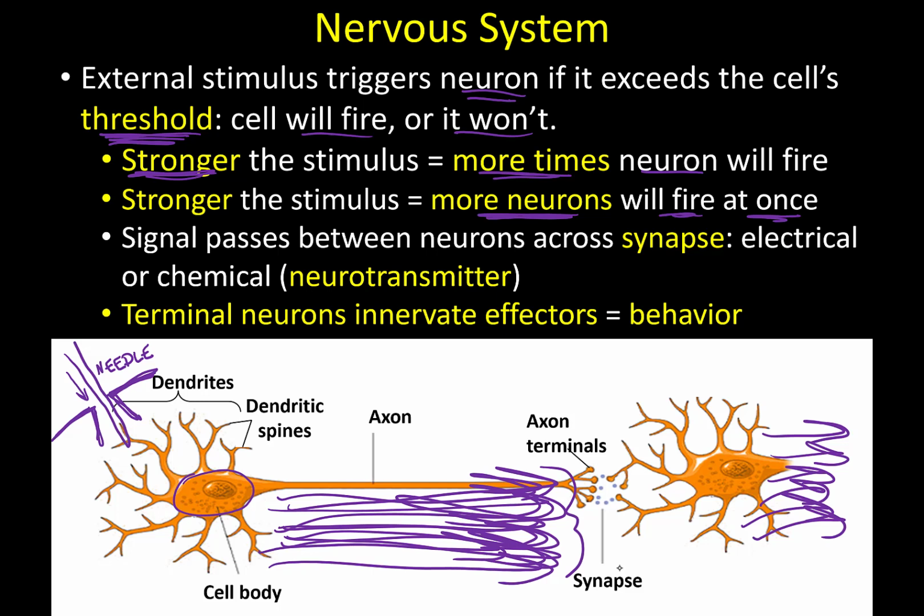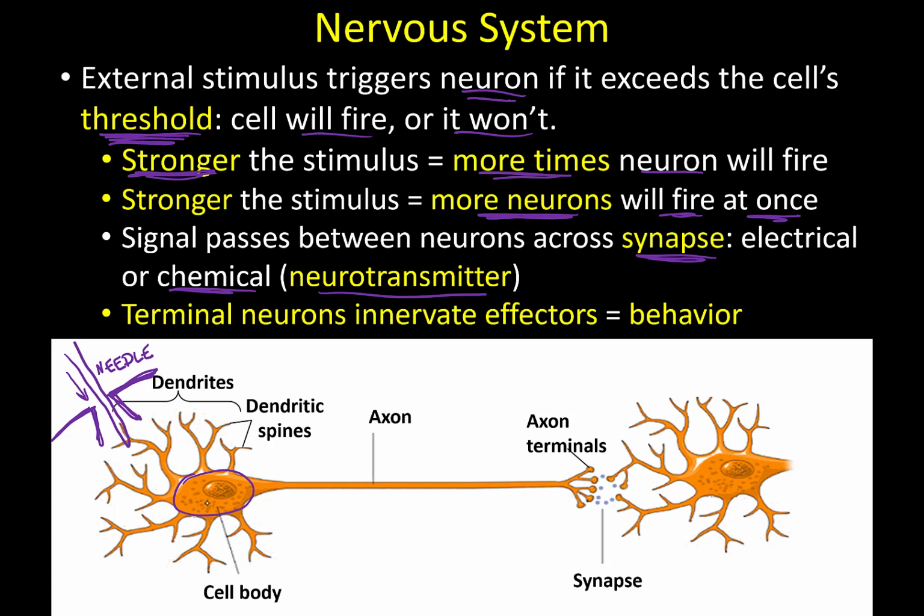Now these signals pass between neurons across that gap called the synapse. Synapses can and do transmit especially chemicals, which are called neurotransmitters. Neurotransmitters are chemicals that send these nervous system messages specifically.